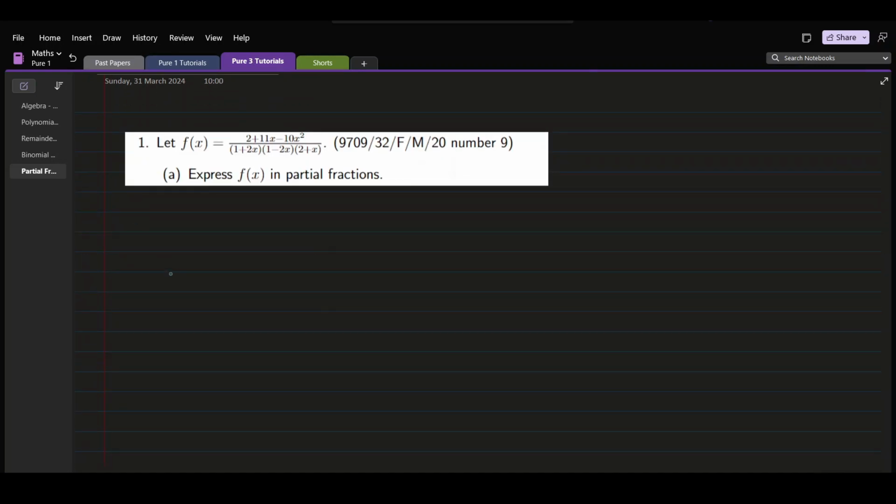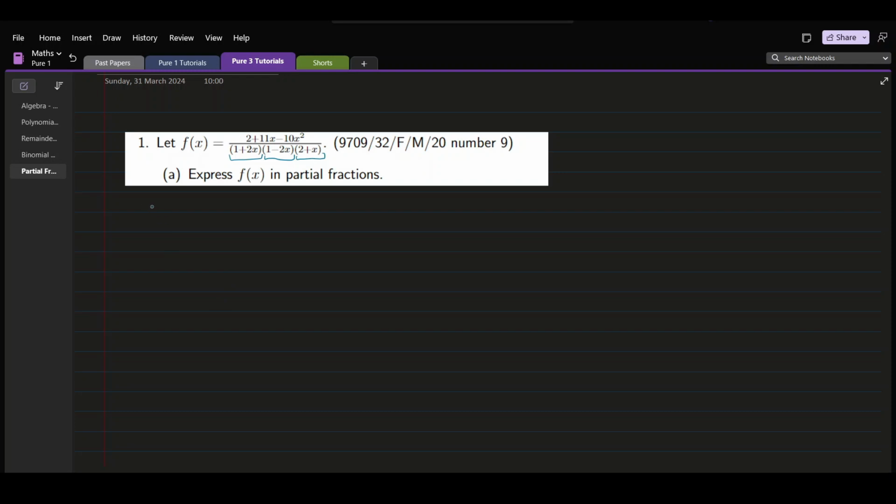It says: let f of x equal 2 plus 11x minus 10x squared over (1 plus 2x) times (1 minus 2x) times (2 plus x). Express f of x in partial fractions. So I want you to look at the denominators here. We have our first denominator, 1 plus 2x. That's a linear function since it's in the form ax plus b. Then we have our second factor, 1 minus 2x. That is also in the form ax plus b, so that's another linear factor. And then we have our third factor, which is also linear.